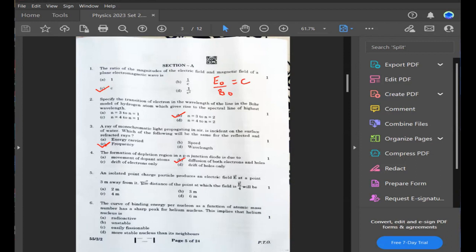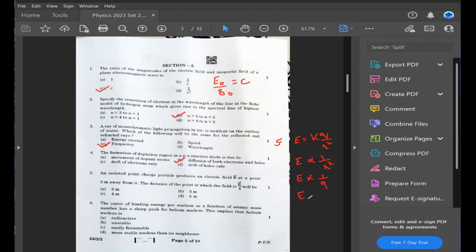Question number 5, an isolated point charge particle produces an electric field E 3 meters away. The distance of the point at which the electric field is E by 4. Okay, we know that the electric field due to a point charge is kq upon r square, where k is constant of proportionality 1 upon 4 pi epsilon naught. So when the electric field is E, the distance is 3 meters away. So electric field is inversely proportional to r square. Let us write down E. The distance is 3 meters. E is inversely proportional to 9.